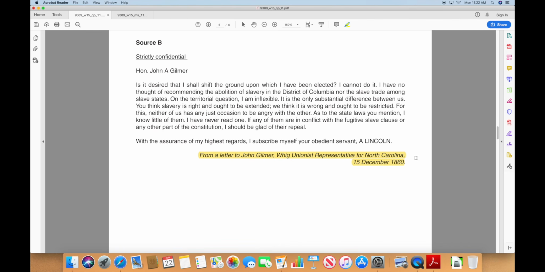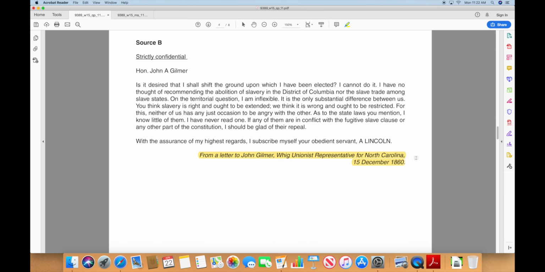So right here, we're having obviously some upset people about the election of Lincoln, but the war has not started yet, and none of the southern states have left the Union as of now. So that's important knowledge to have going in reading source B. So let's go ahead and read over this source.